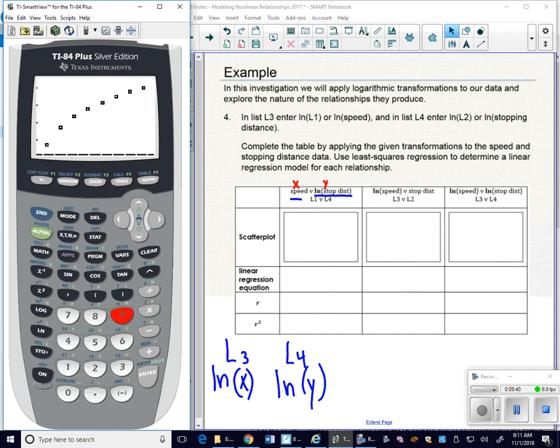Looks a little different than the original scatter plot. I don't know that it looks more linear because it just looks like there's a tiny little bit of a curve going the other way now.